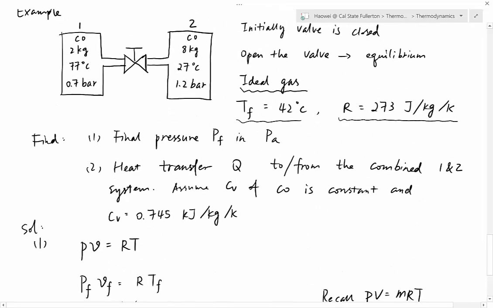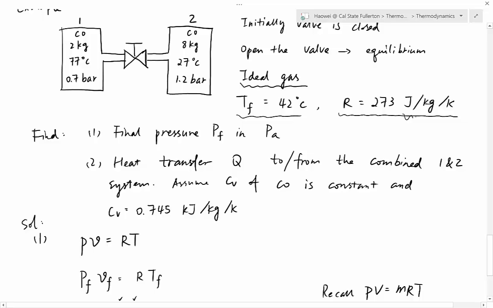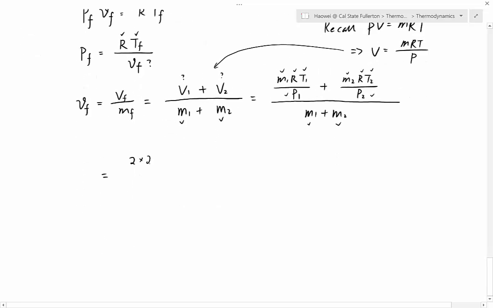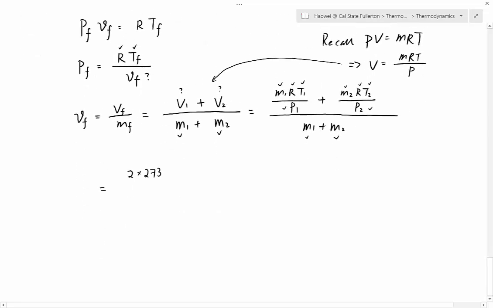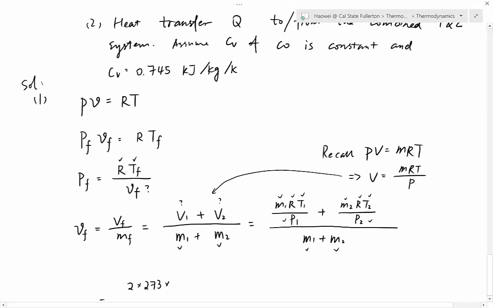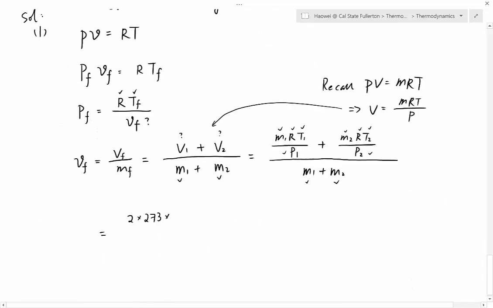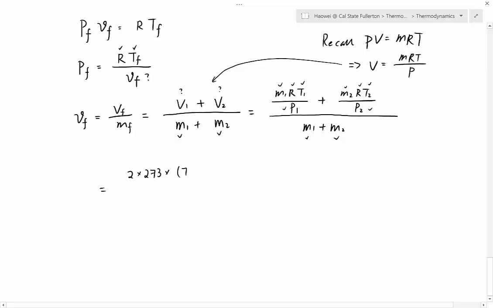It's given as 273, and the unit is joules per kilogram per Kelvin, so that's SI unit. 2 times 273. Multiply by T1. What is T1? Let's go back. T1 is given as 77 Celsius. So what you need to do here is to make sure you use Kelvin, because Kelvin is the SI unit for temperature.